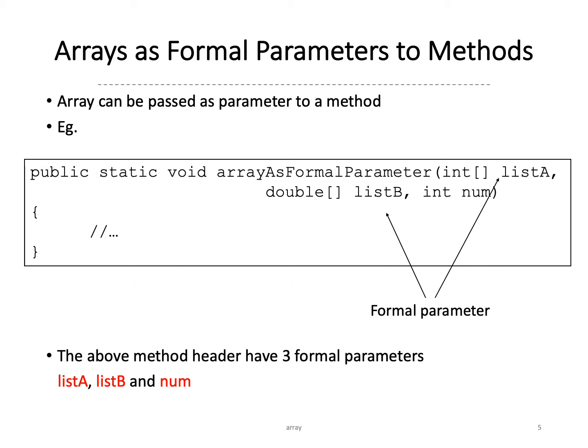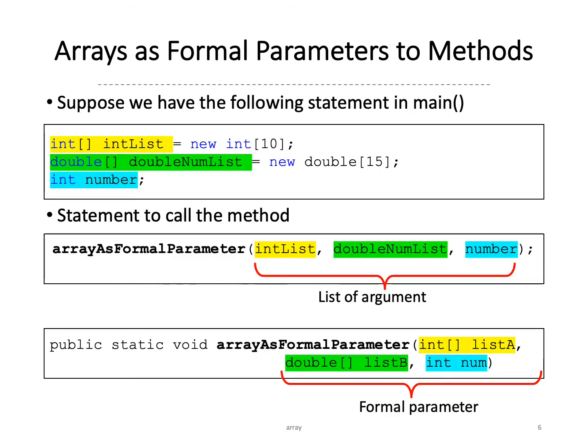For example, for a method called arrayAsFormalParameter that has no return type, which is void, here we have 3 parameters. 2 of the parameters are arrays called int listA, double listB, and a normal variable int num. Suppose we have the following statement in the main method. We declared 2 arrays called int list equal to new int that has the size of 10, another array of type double called double numList equal to new double size 15, then a local variable called int number.